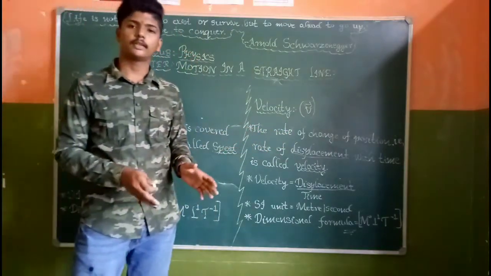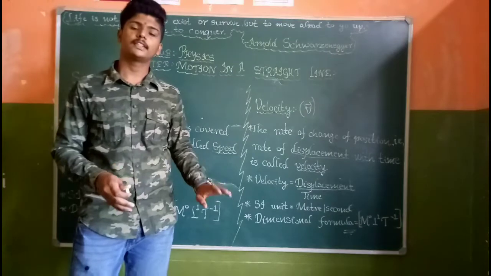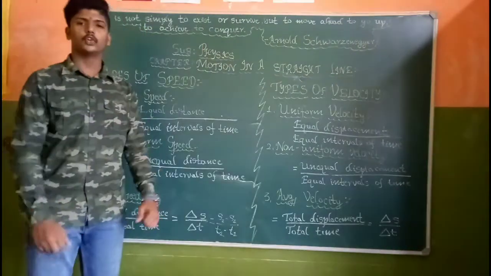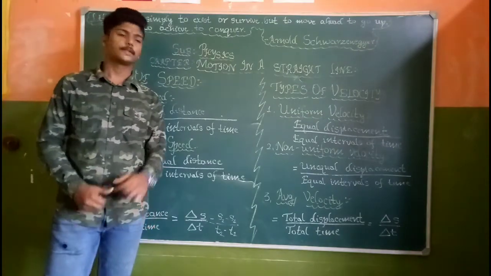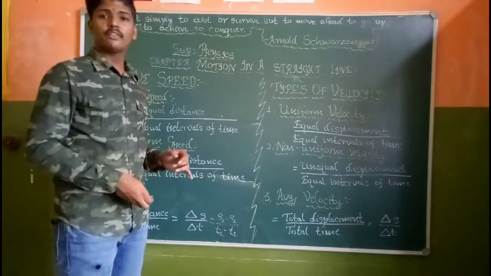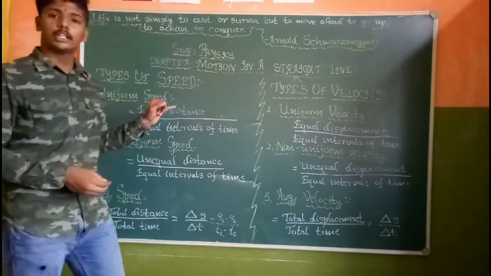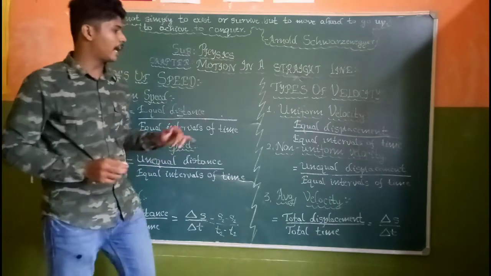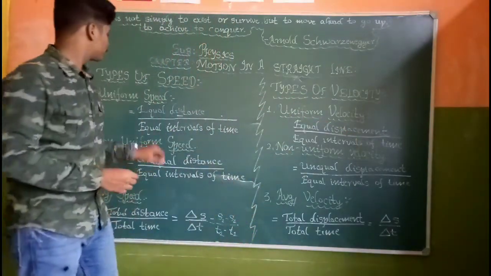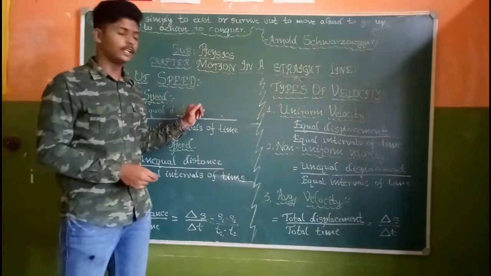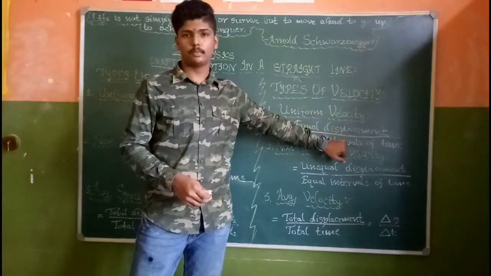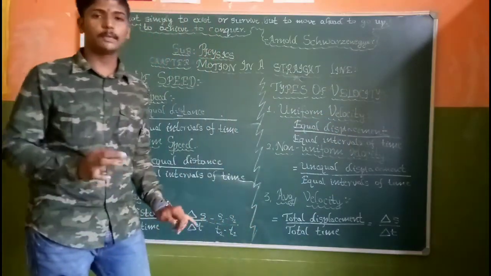So this is about speed and velocity. We will be studying the types of velocity further. If you remember this, whenever you write speed, you will write distance, and whenever you write velocity, you will write displacement. Speed doesn't have direction, as distance doesn't have, and velocity has direction, as displacement has. So this is the key point.